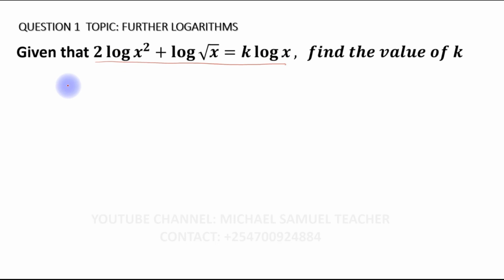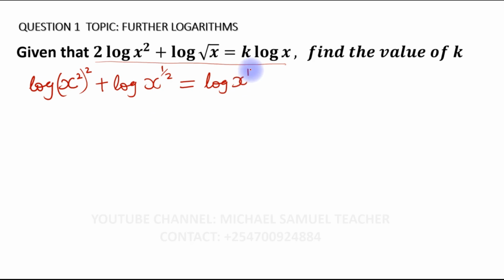This can be written as log of x squared, again squared, plus the other one can be written as log of x raised to a half. The root sign, which is the square root sign, can be written as raised to a half, and this will be equal to log of x raised to k.